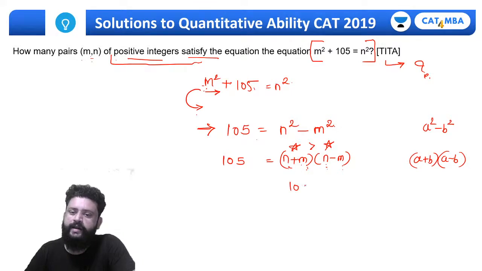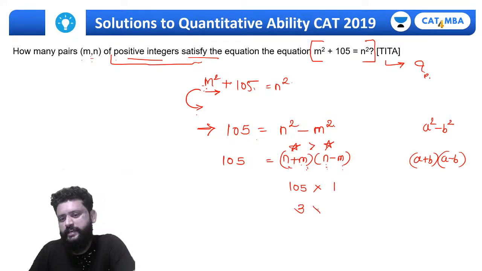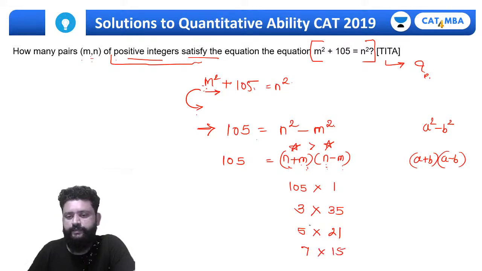So I can write 105 into 1, then I can write it as 3 into 35, then I can write it as 5 into 21, and 7 into 15. In how many ways can I write this? There are 4 ways to write this.